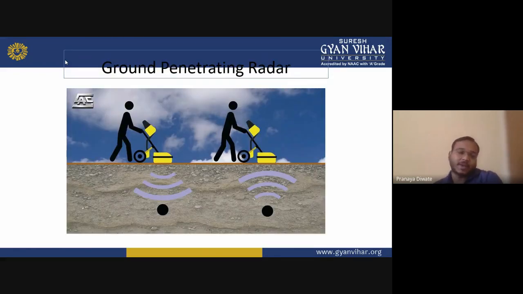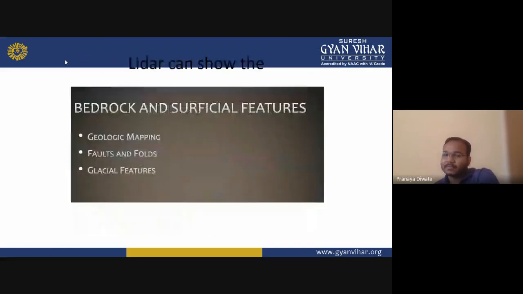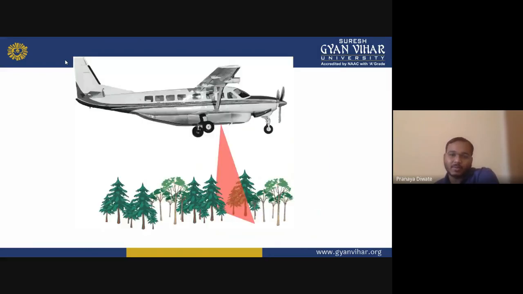Then you have GPR. What does GPR do? It analyzes information from the subsurface. It analyzes the area and gives the reflection back so that you can know what the subsurface geology is. This is GPR, bedrock and superficial features, aerial photographs.